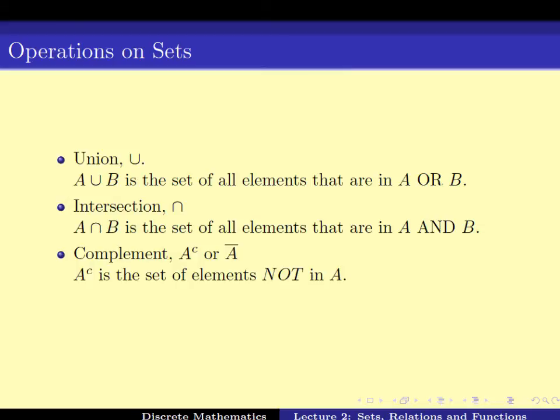The third is the complement. This is the set of elements that are not contained in A. So this definition of complement assumes that there is a universal set. We sometimes refer to it as U or omega. And the complement is all the elements in the universal set that are not contained in A. It is usually denoted as A power C or A with a straight line on top.